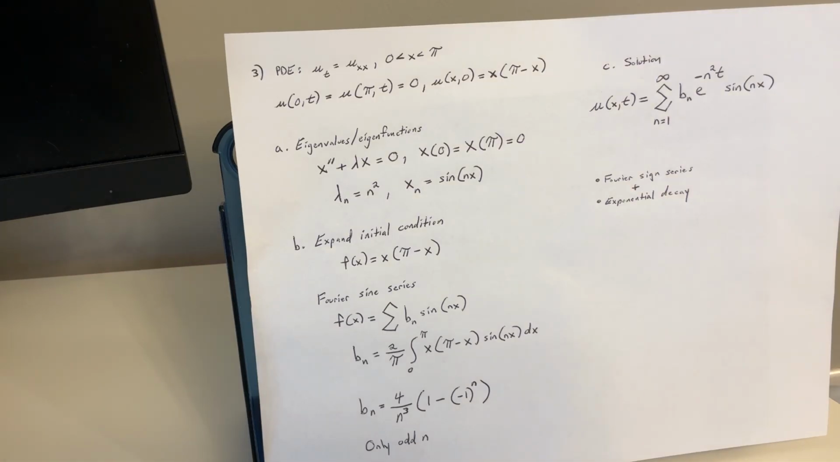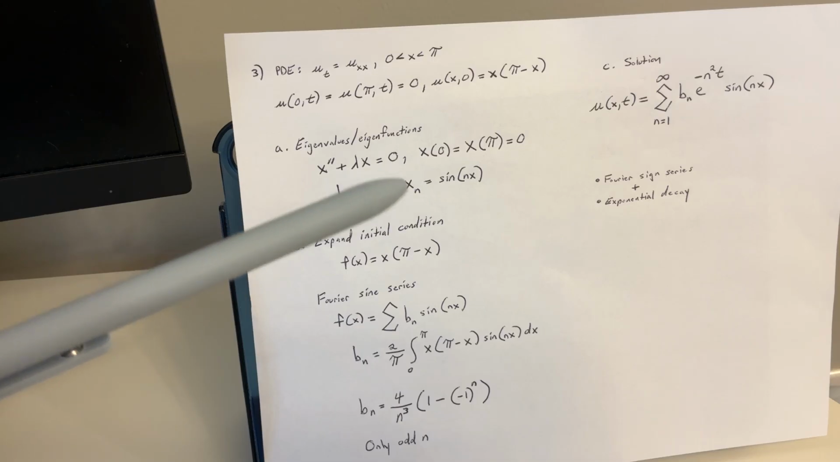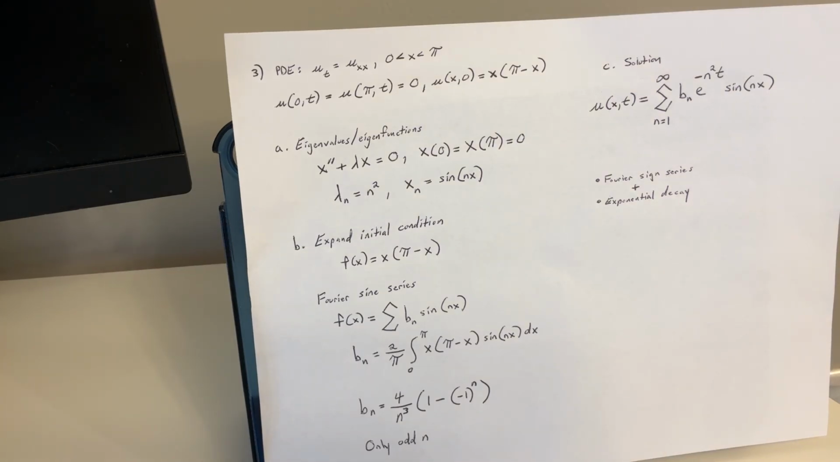So let's get the eigenvalues. So the eigenvalues here: X double prime plus lambda X equals 0, X(0) equals X(pi) equals 0. Lambda sub n equals n squared, and X sub n equals sine of nx. So that has to do with prior knowledge on how these PDEs specifically relate to those eigenfunctions. Okay, so that takes care of letter A. Those are the eigenvalues and eigenfunctions.